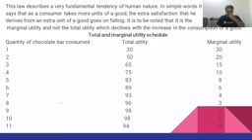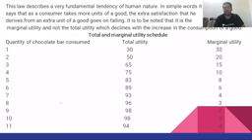Now, let's take this slide. Okay. This law describes a very fundamental tendency of human nature. In simple words, it says that as a consumer takes more units of a good, the extra satisfaction that he derives from the extra unit of a good goes on falling. Like I told you, the first mango is magic, the second is less magic, the third is lesser magic, the fourth is lesser magic, and by the time you reach the 20th mango, you're like, okay, enough, let's stop it for today, let's see after a couple of days. Okay, so the extra satisfaction that he derives from an extra unit of a good goes on falling.